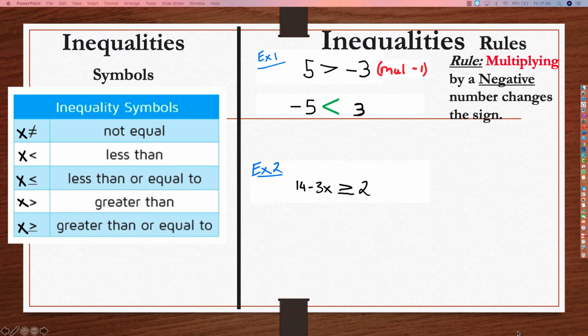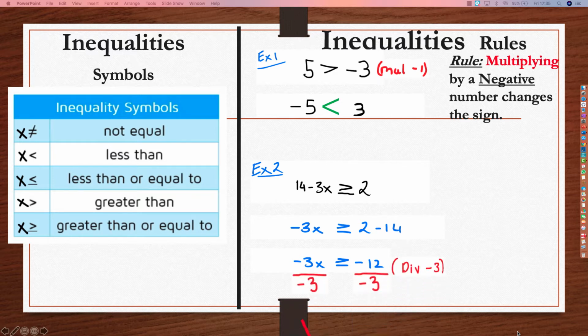So for example, take here, 14 minus 3x is greater than or equal to 2. Move the 14 over to the right, you get minus 3x is greater than or equal to 2 minus 14. Minus 3x is greater than or equal to minus 12. Divide both sides by minus 3. Can you just change the sign there? You can change the sign there if you want. Well, you have to divide by minus 3 to get x on its own. So then x is less than or equal to 4. The sign was going that way, but it flips.